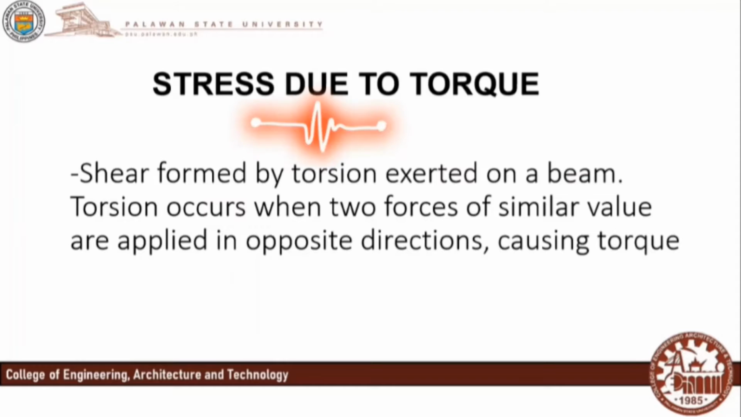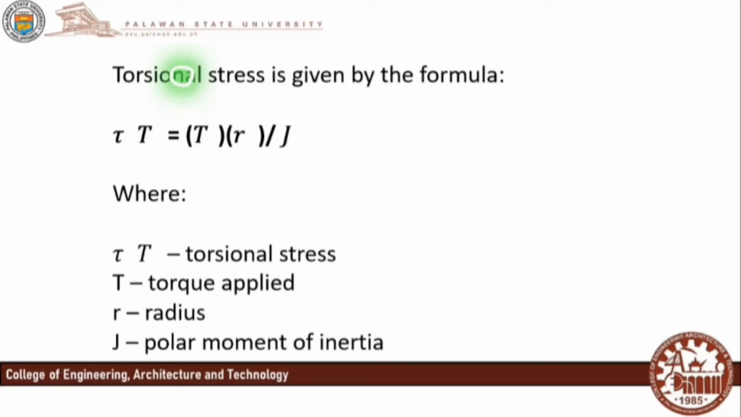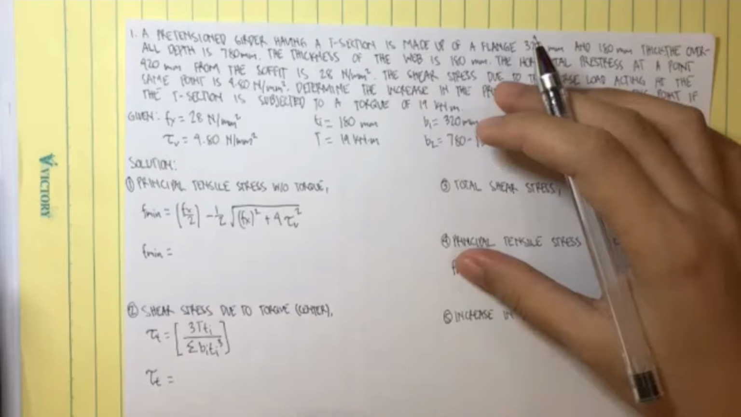Lastly is the stress due to torque. Shear formed by torsion exerted on the beam. Torsion occurs when two forces of similar value are applied in opposite directions, causing torque. And this is the formula for torsional stress. Tau T is equal to T times R over J, where tau T is the torsional stress, T is the torque applied, R is the radius, and J is the polar moment of inertia. Para mas maintindihan natin, magbigay tayo ng mga examples.